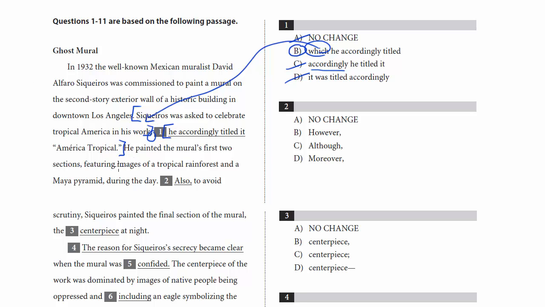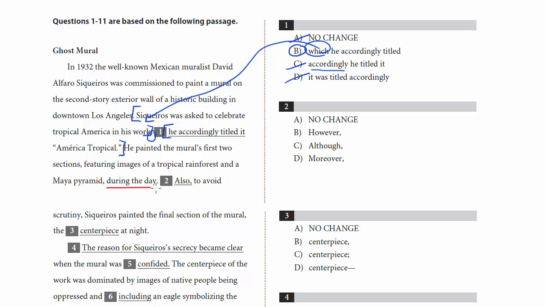Number 2, he painted the mural's first two sections featuring images of a tropical rainforest and a Maya pyramid during the day. Also, to avoid scrutiny, Siqueiros painted the final section of the mural, the centerpiece, at night. So in this one, we have an opening word choice, and we have to decide which word to open it with. Now notice we have a contrast here.